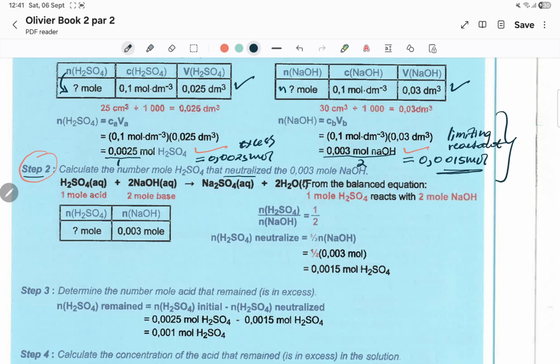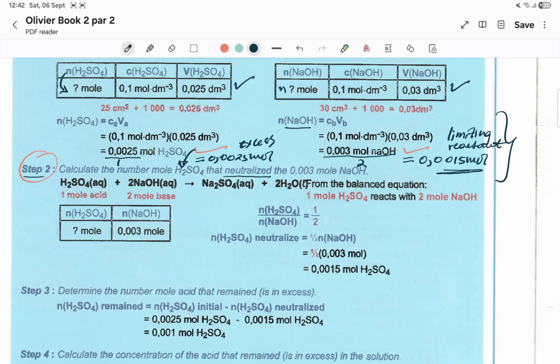Now the one which is neutralized, you calculate the number of moles of sulfuric acid. Why sulfuric acid, not sodium hydroxide? I'm going to work with the one which is in excess. To move on, I'm not going to work with the one which is limited, but I'm going to work with the one which is in excess. This is how you know whether you're going to work with the sulfuric acid or sodium hydroxide. You need to identify the one which is in excess, the one which is a limiting reactant.